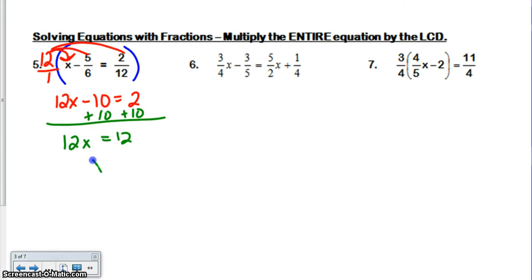Alright, 12x equals 12, and then divide by 12 on both sides, so x equals 1.